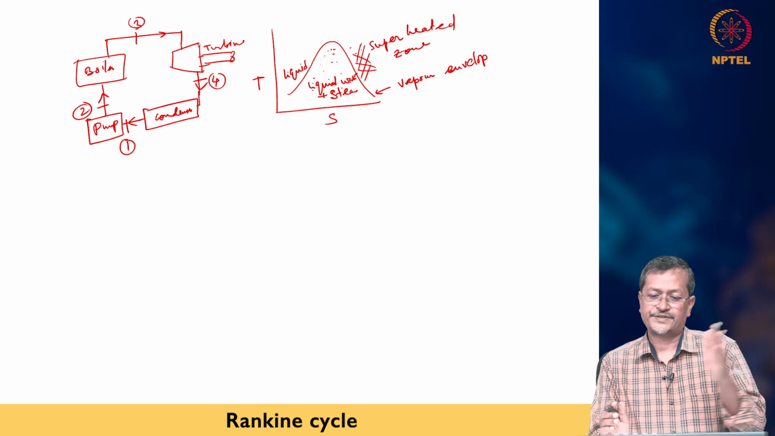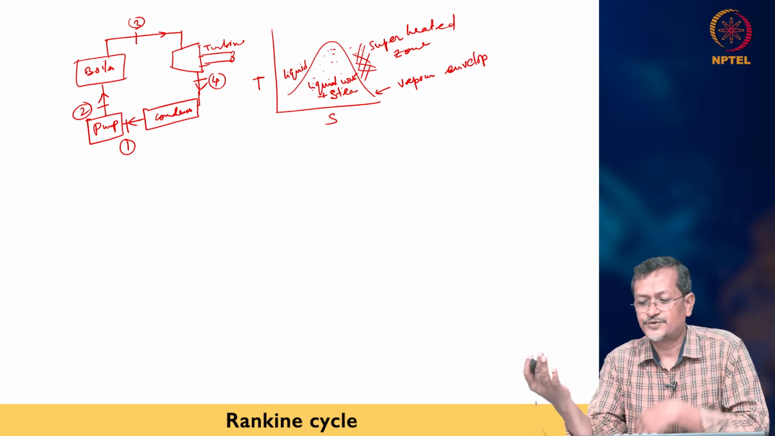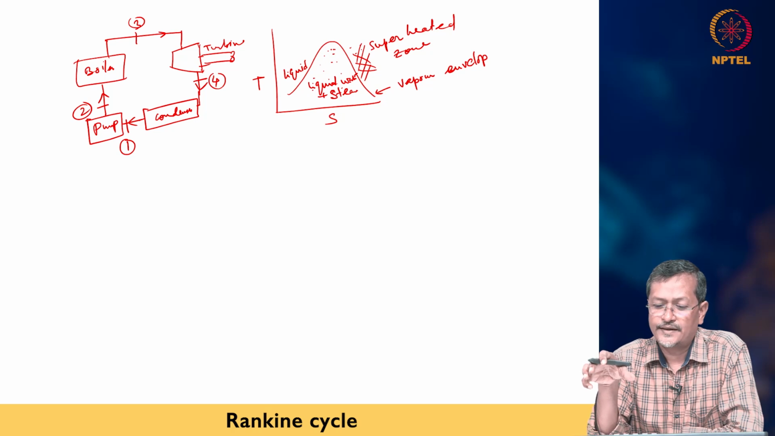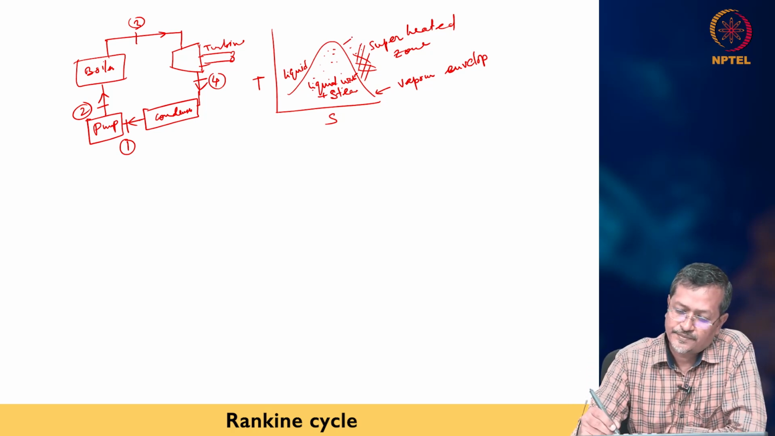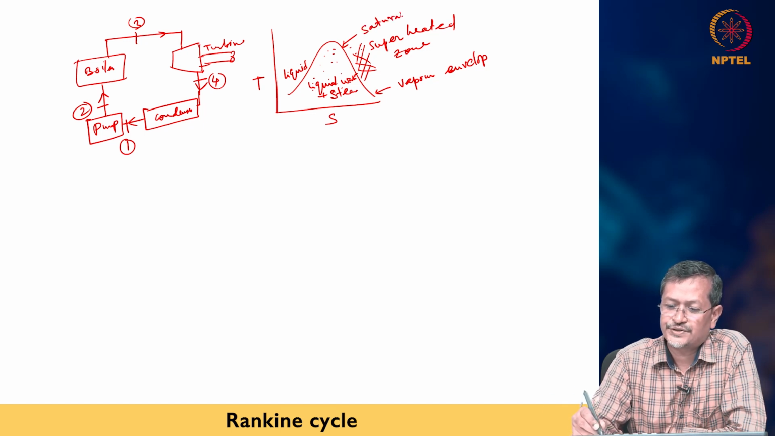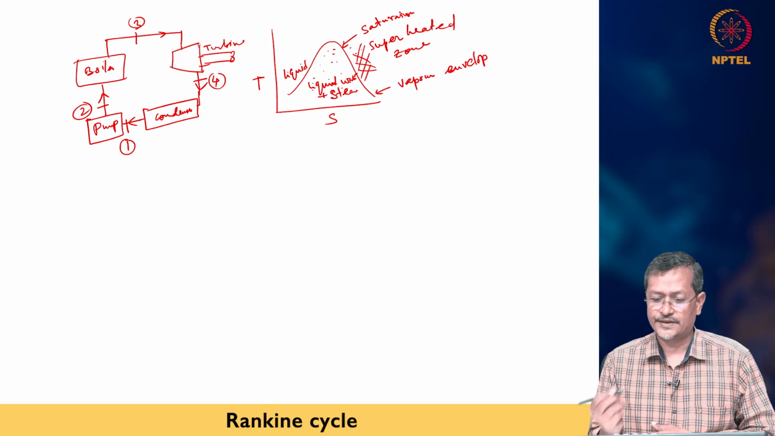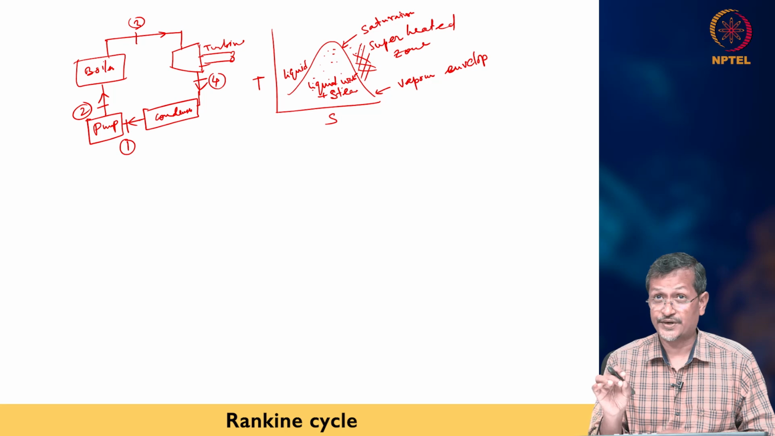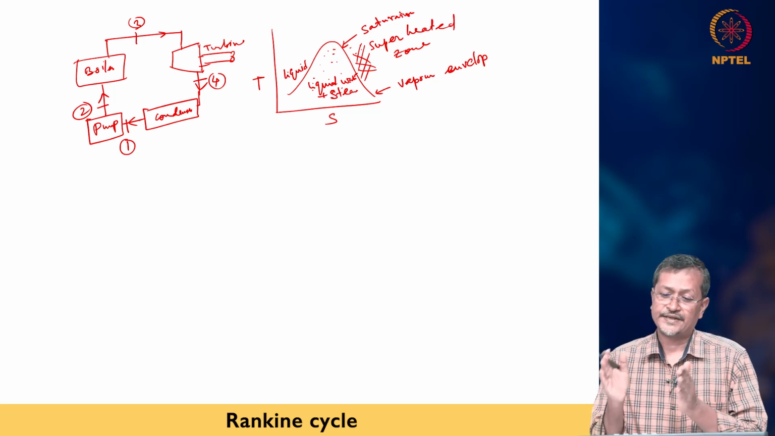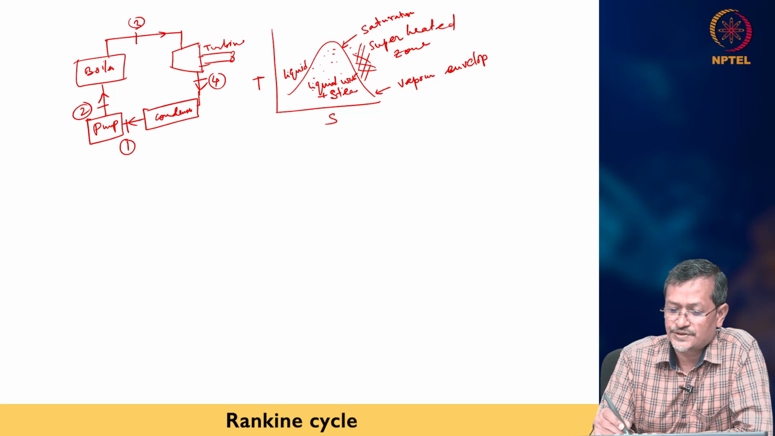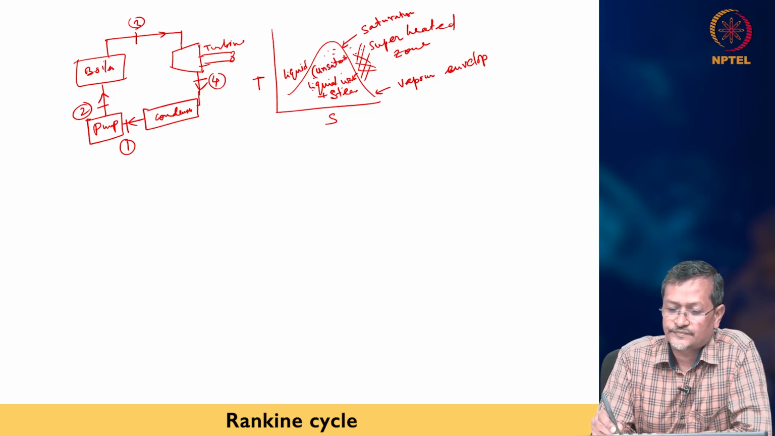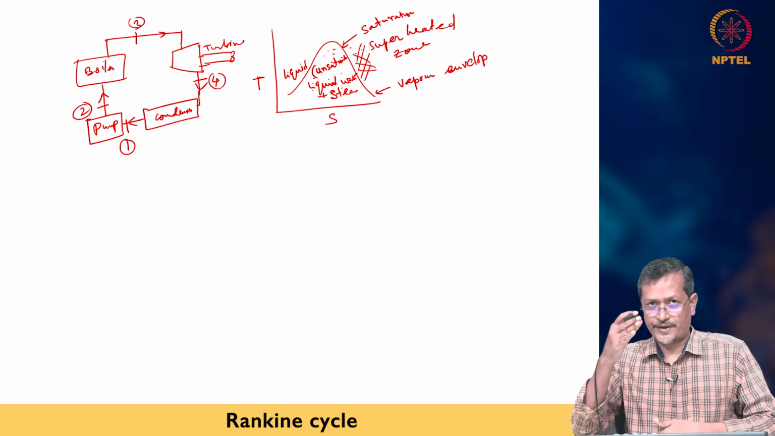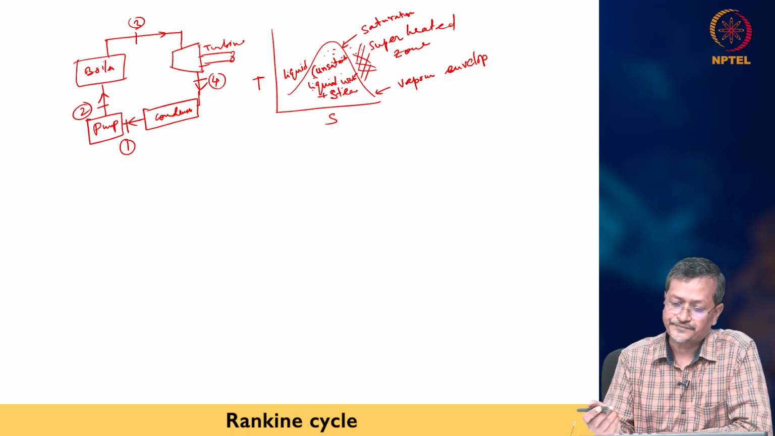So, the left side of this envelope is pure liquid, the right side will be the superheated zone, in between there will be liquid and steam, and this curve is called the saturation curve. Vapor envelope is called the saturation curve. If a fluid's property lies on the curve, you can say it is a saturated fluid. If the fluid is inside this vapor envelope, it is called unsaturated.